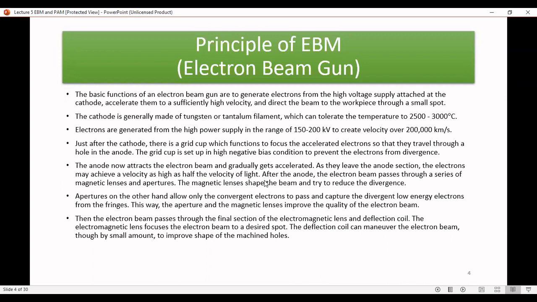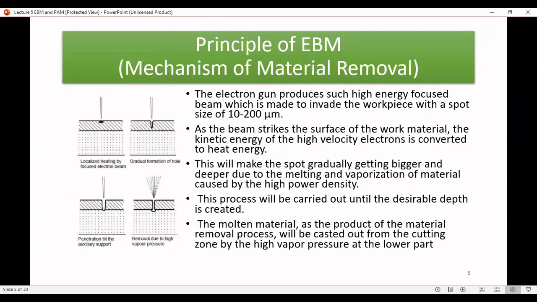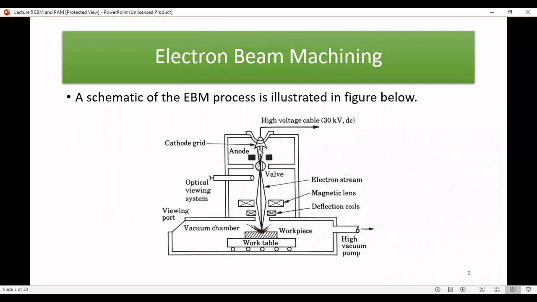After the anodes, the electron beam passes through a series of magnetic lenses and apertures. The magnetic lens shapes the beam and tries to reduce the divergence. Even though the grid tries to focus it at a certain level, you still have divergence of electrons. So the magnetic lens will focus the beams back again, and there are also deflection coils that deflect the stray electrons, so that you can have a nice stream of electrons going through and impinging on the workpiece.